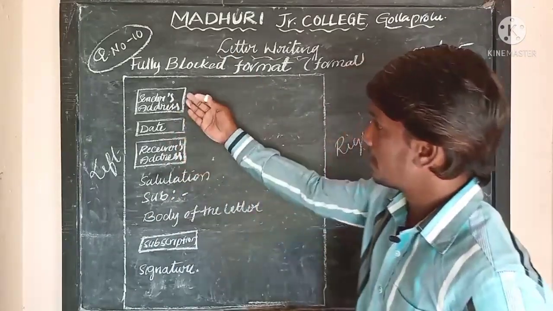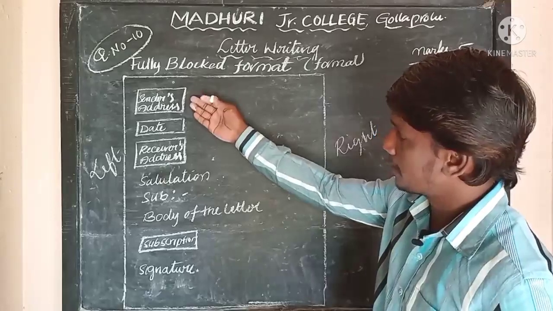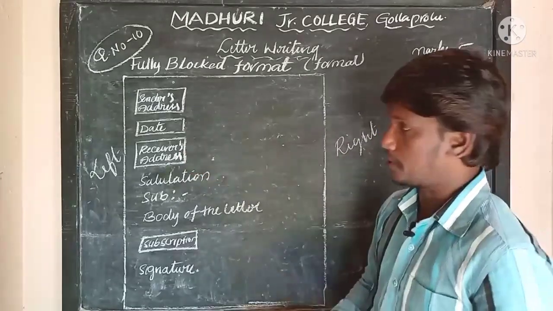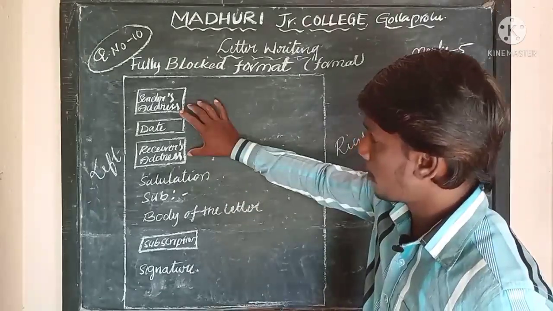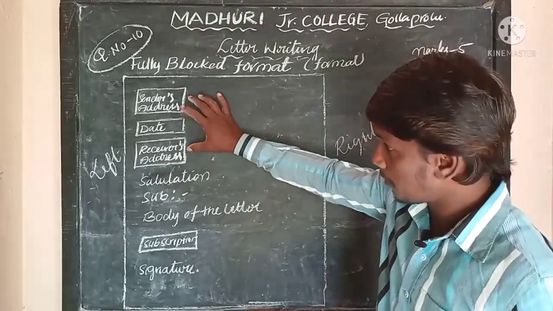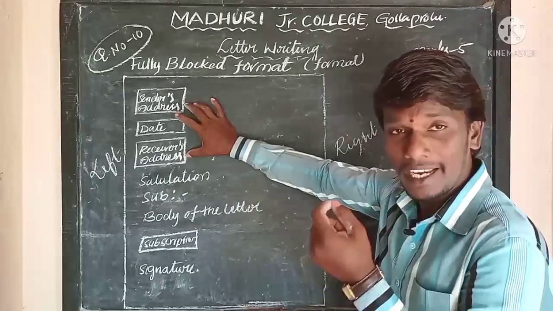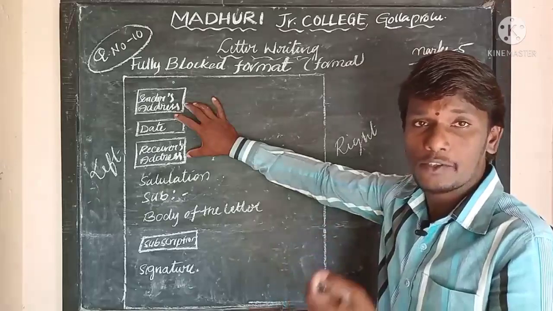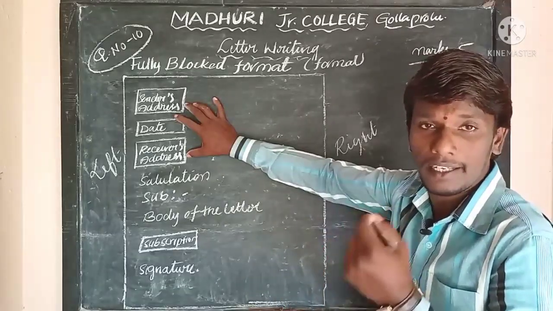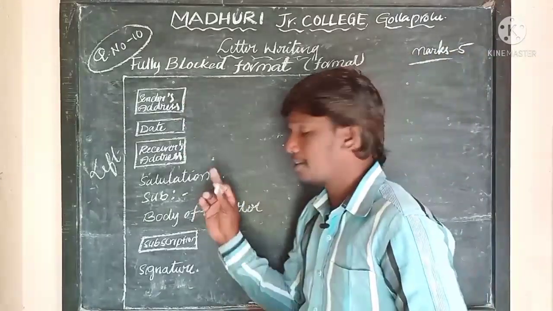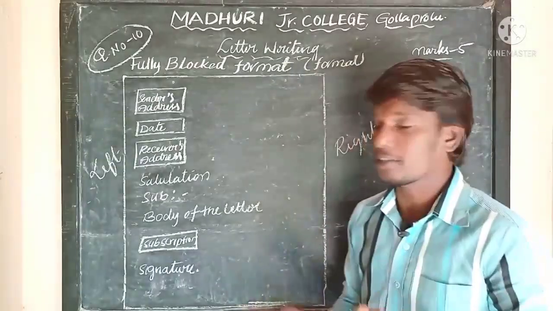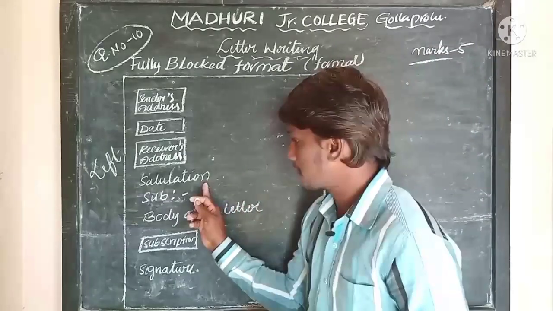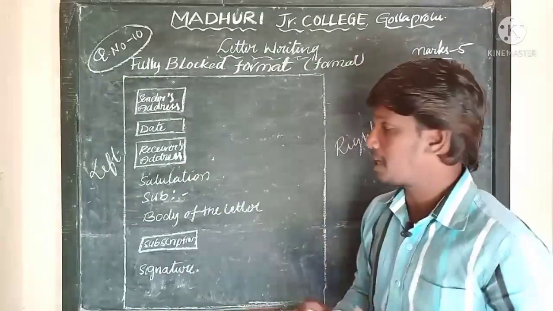Here, see, the sender's address, then immediately after writing the sender's address, the date, and next, after that, the receiver's address. You know, all these three points are called the heading. So the heading constitutes three parts: first, the sender's address, date, place, and finally the receiver's address. And the second point is the salutation, that is, the greeting note. So this salutation is also to be written directly from the left margin.